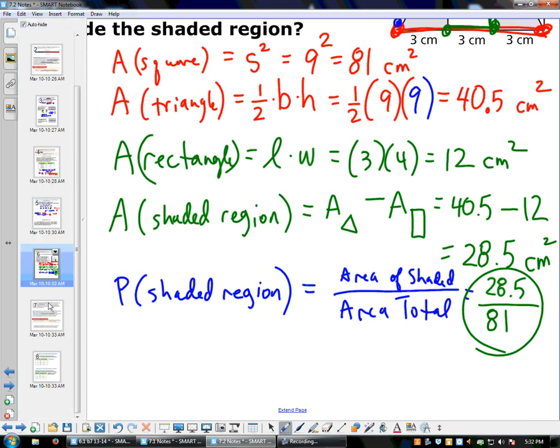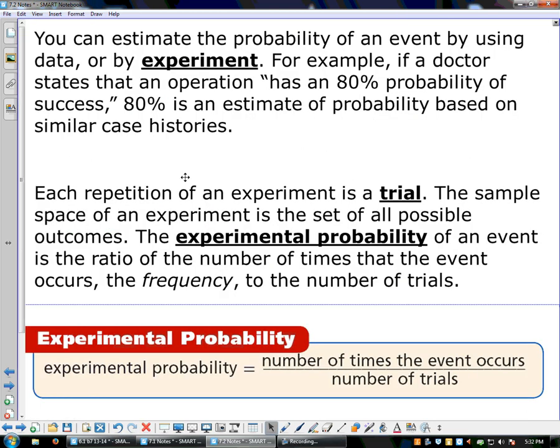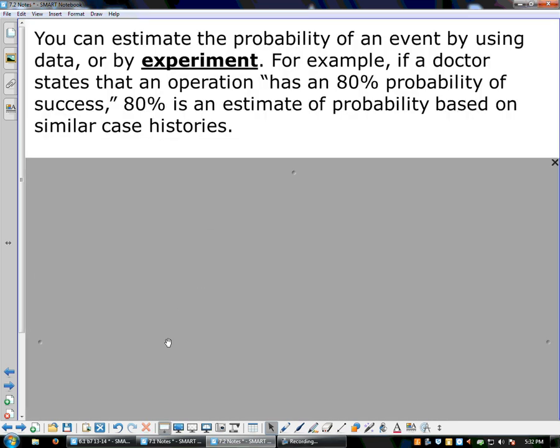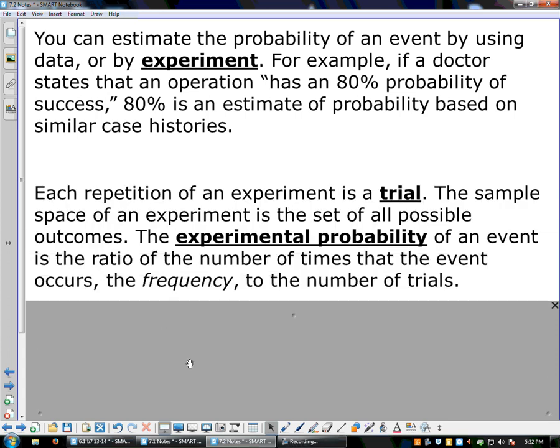Okay. All right. So let's move on to experimental probability. You can estimate the probability of an event by using data or by experiment. So for example, if a doctor states that an operation has an 80% probability of success, 80% is an estimate of probability based on similar case histories.